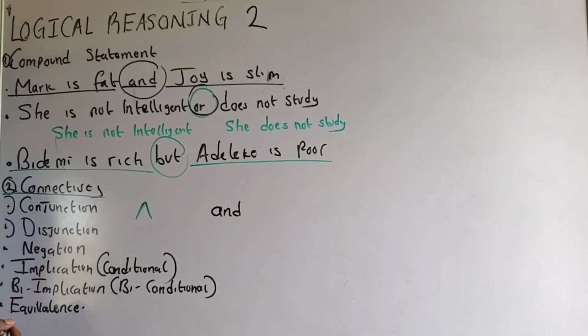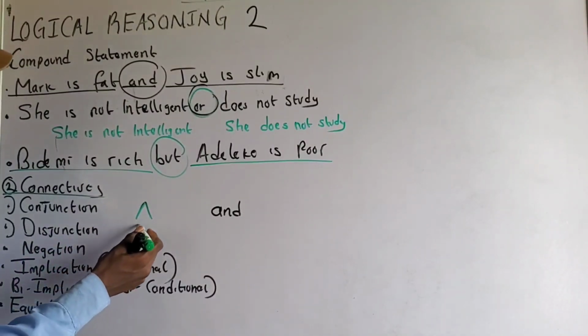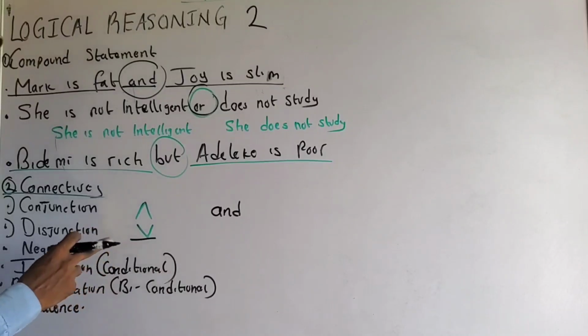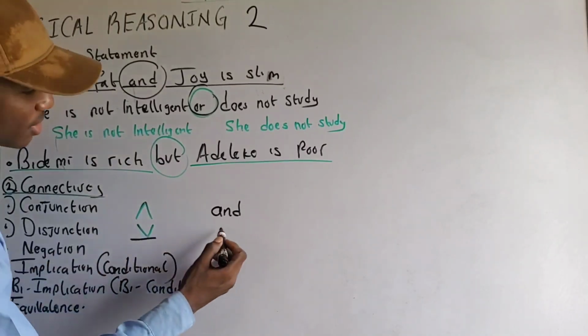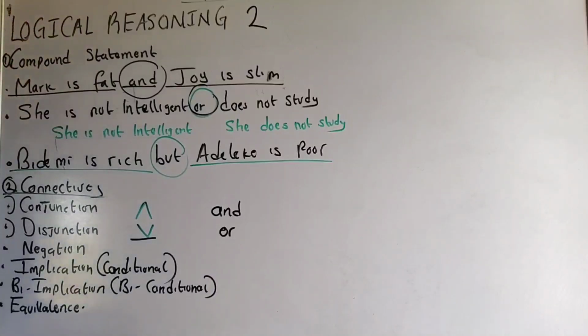Now, disjunction is this. The sign to represent disjunction is this. So when you have two simple statements joined together to form a compound statement using this sign, you should know that it is disjunction, and the name of this is or. Okay, let's move to the second.